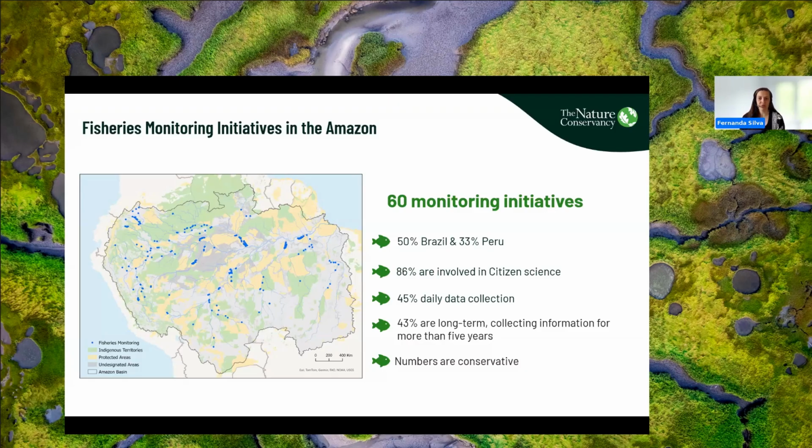Beyond geographic distribution, we identified some characteristics of these initiatives. One was high community involvement, as in 86% of the cases, local community members participate in the data collection. Often, local fishers act as monitors, recording the catch and fishing effort, sometimes with technical support. In some projects, universities or NGOs train residents. In any case, without community engagement, it would be impossible to collect data at such a scale in the Amazon.